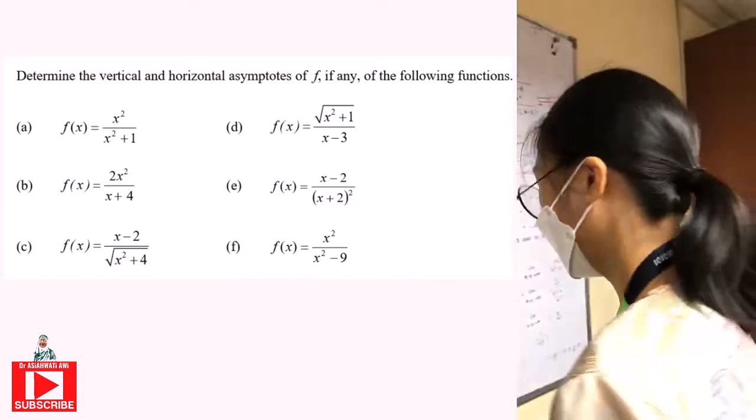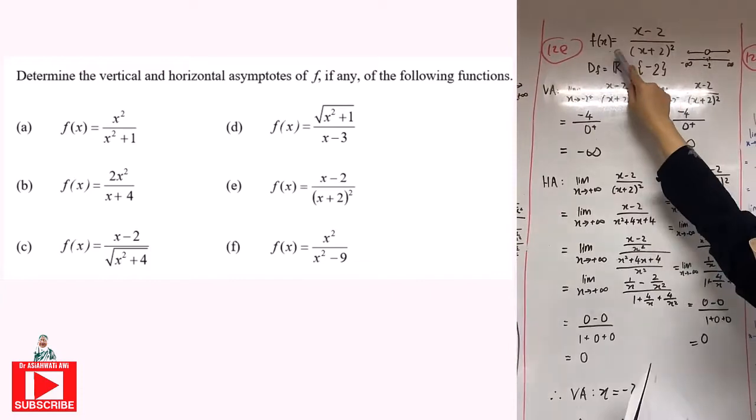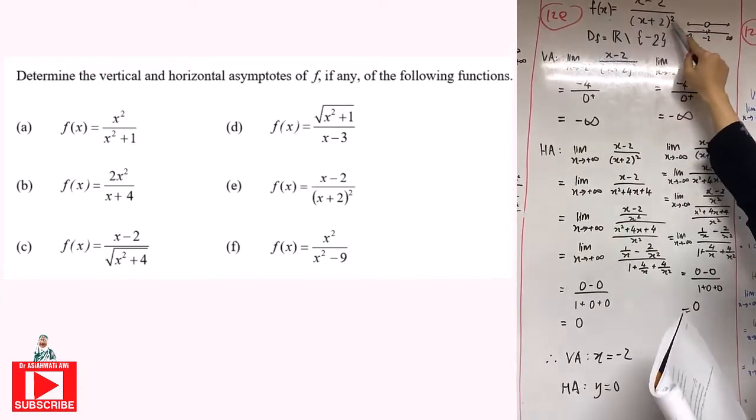Okay, question 12e, given f(x) equals x minus 2 over (x plus 2) squared.